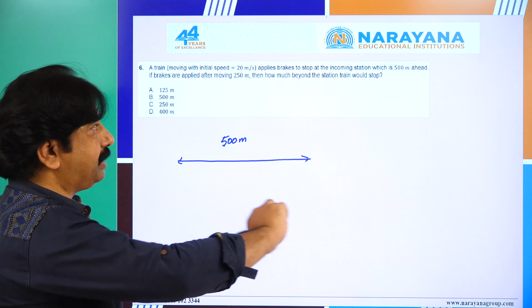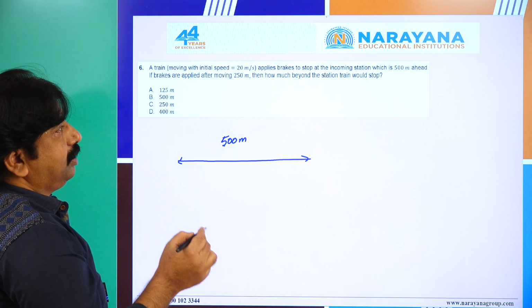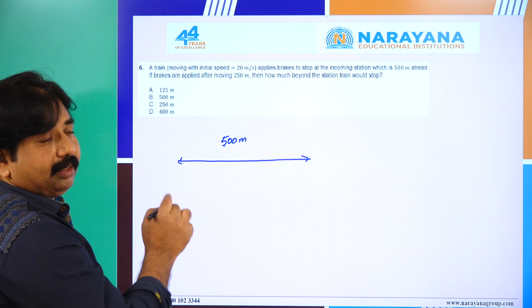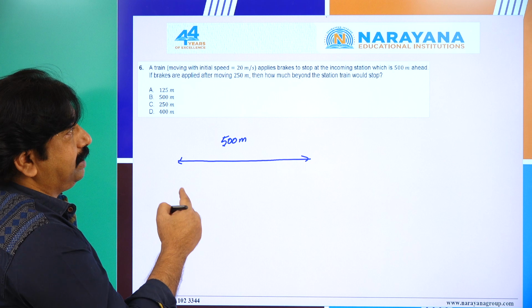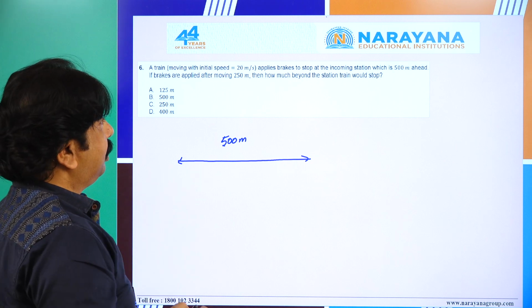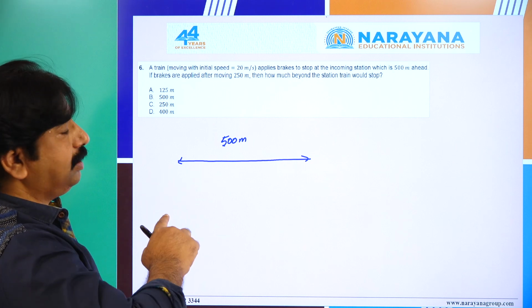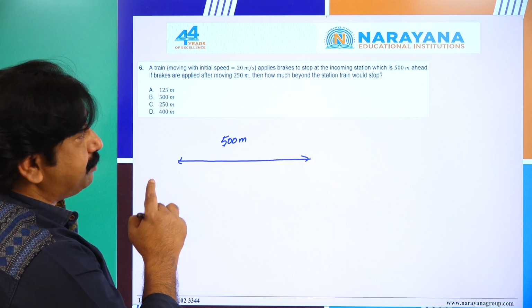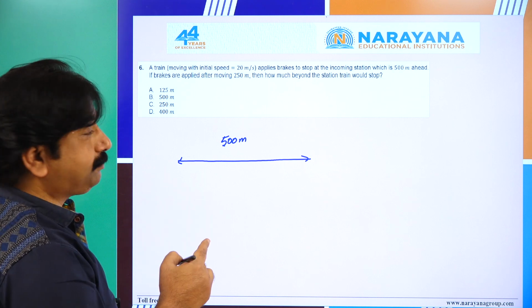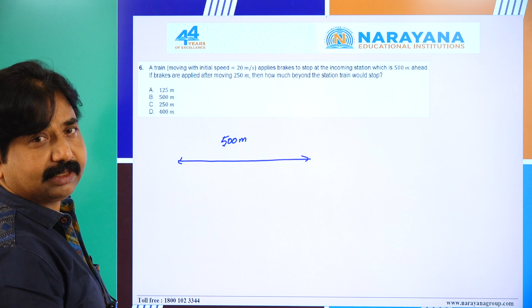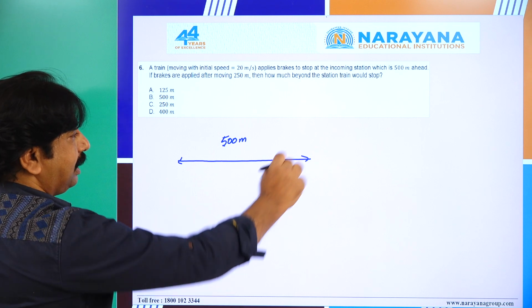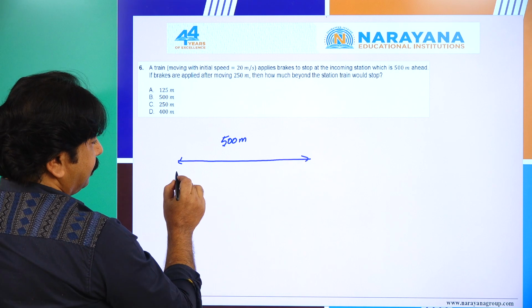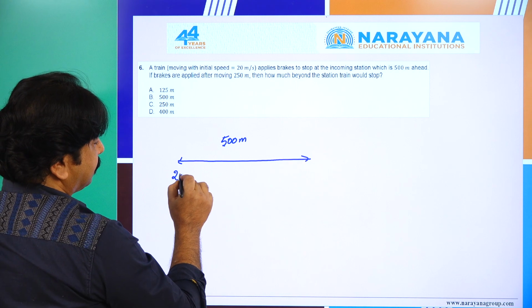Here, the brakes capacity, or if the brakes are applied, the train comes. That means we can imagine. We can take the information such a way. If the brakes are applied at a distance 500 meters before the station, it will come to rest at the station only. So, as per that one, we can write here. Initial is 20 meters per second.